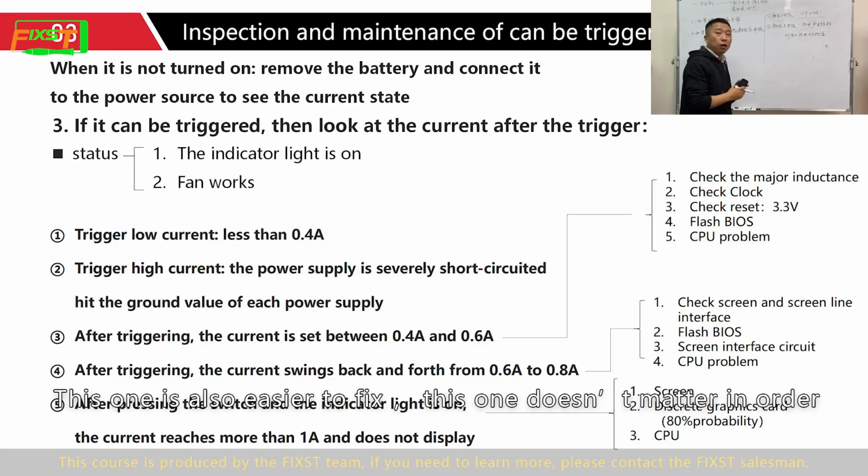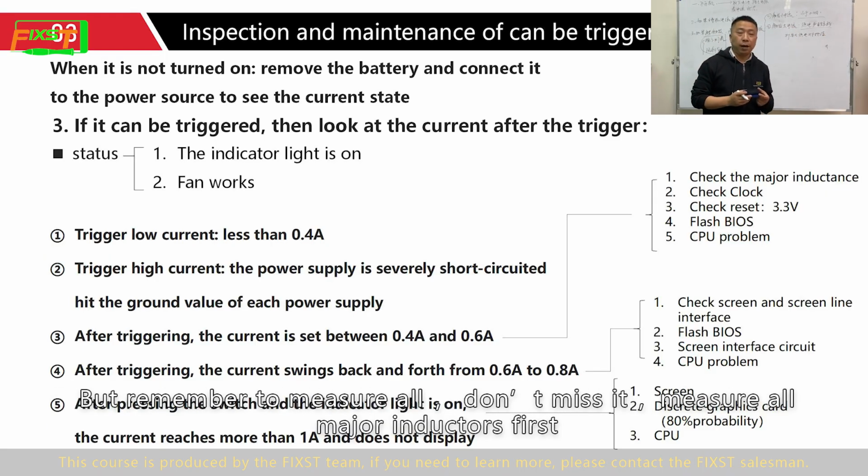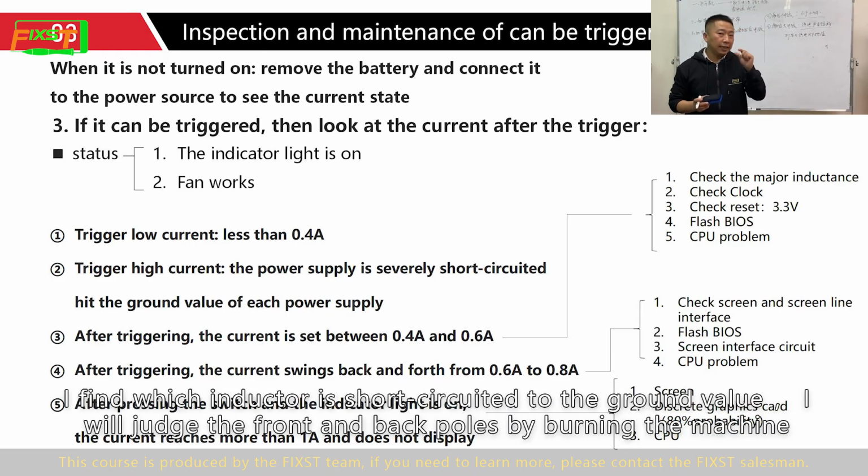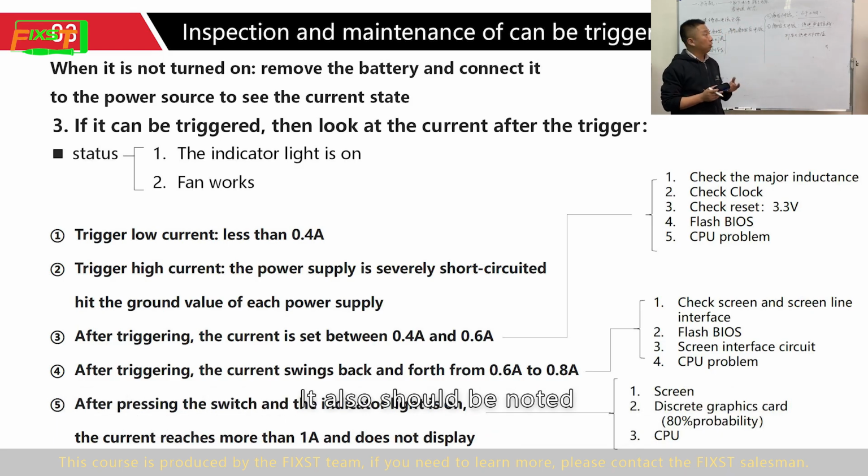This one is also easier to fix. This one doesn't matter in order, but remember to measure all. Don't miss it. Measure all the major inductors first. If any inductor is short circuited to ground, I will judge the front and back poles by burning the machine. It should also be noted.